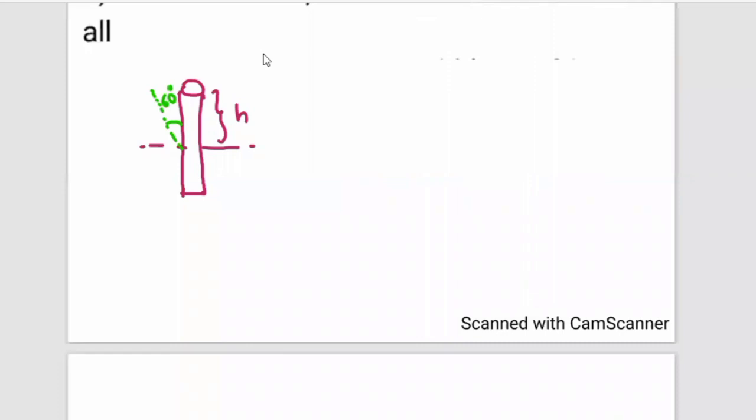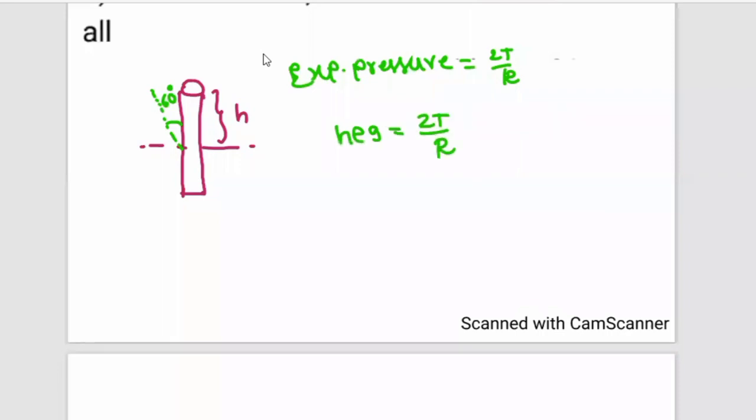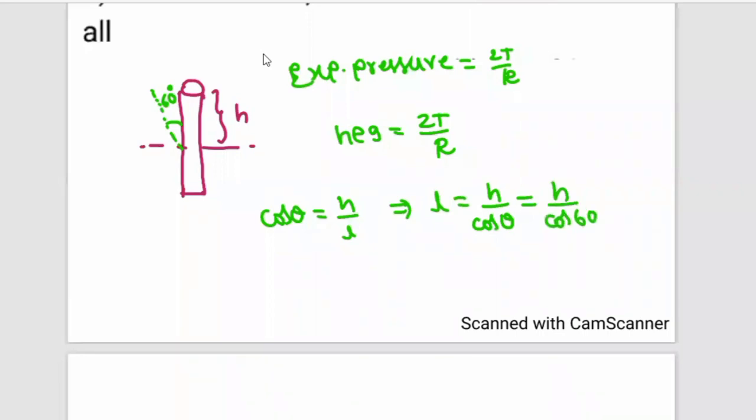Excess pressure is equal to 2T divided by R. Excess pressure H rho G is equal to 2T divided by R. Here the height is the same, height won't vary. So you can write cos 60 is equal to H divided by L. If we write L is equal to H divided by cos theta, theta value 60, H divided by cos 60. Cos 60 value is 1 by 2.